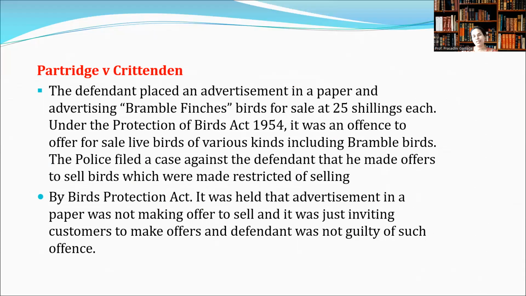Defendant placed an advertisement in a newspaper advertising bramble finches birds for sale at 25 shillings each. Right? Owner of some birds. He wanted to sell some birds and he put an advertisement in the newspaper saying that bramble finches birds, we are ready to sell, one bird's price is just 25 shillings.